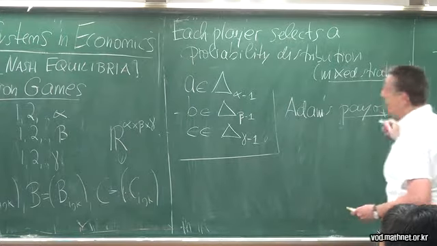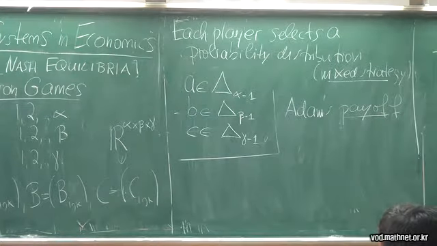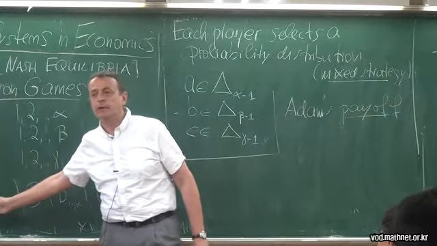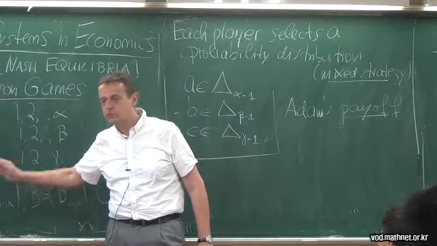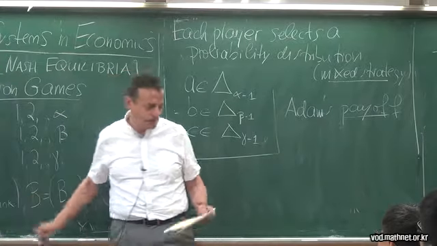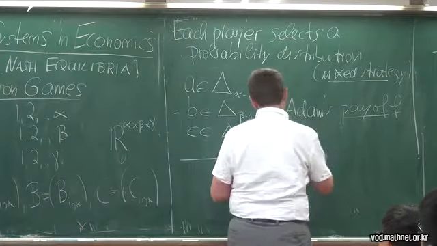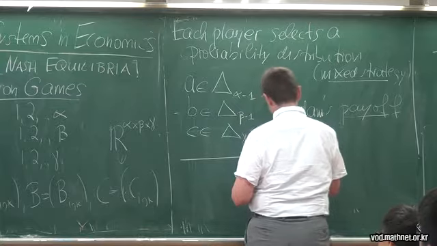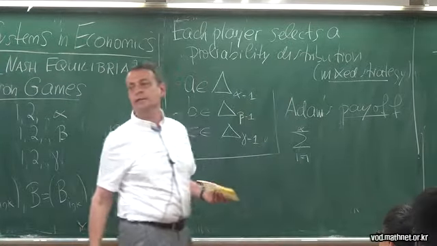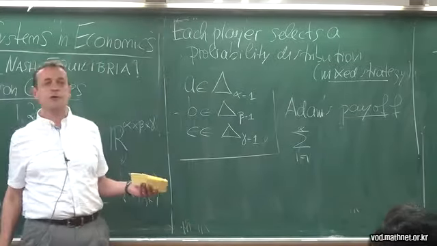What's Adam's payoff? Well, if everybody chose a pure strategy, then the payoff would be just an entry in this table. If everybody chose deterministically, then Adam's payoff is just an entry. But since we're choosing a probability distribution, a mixed strategy, we think about these tensors as trilinear forms, and we're just evaluating the trilinear form.